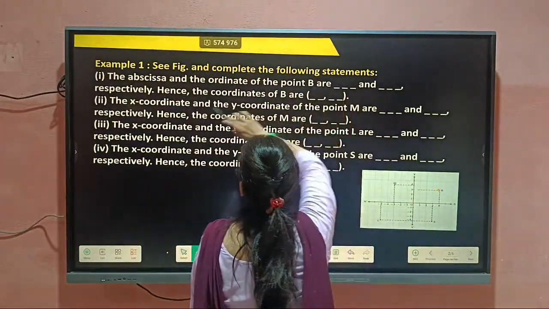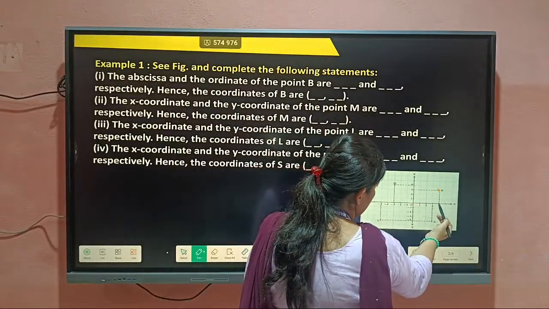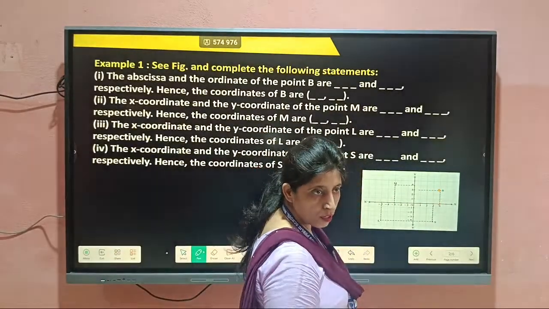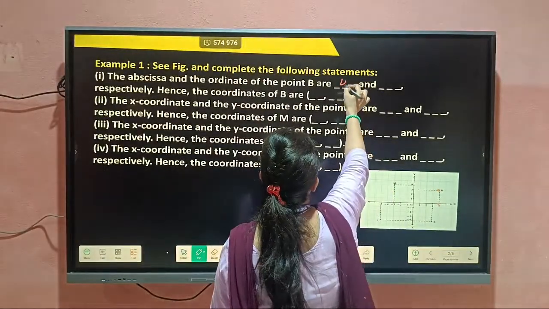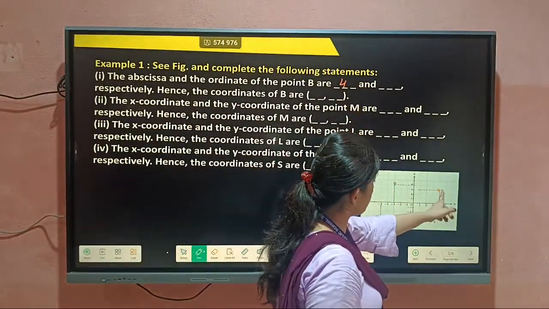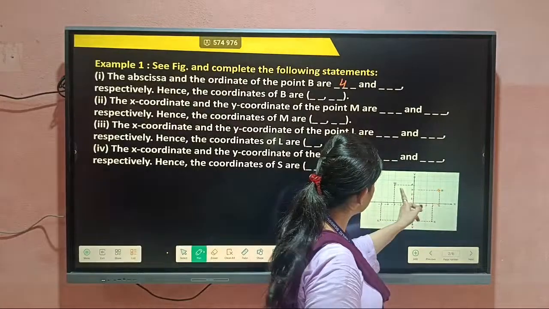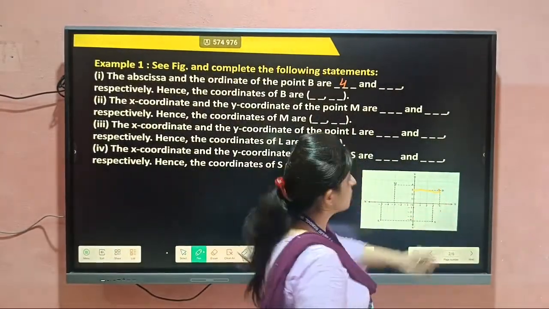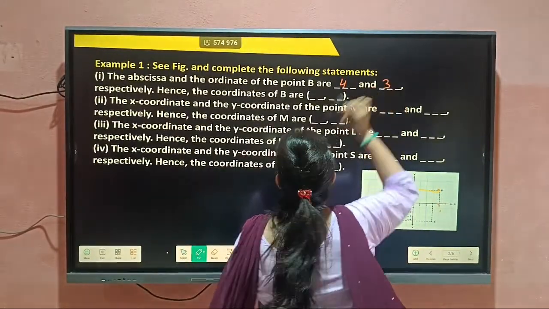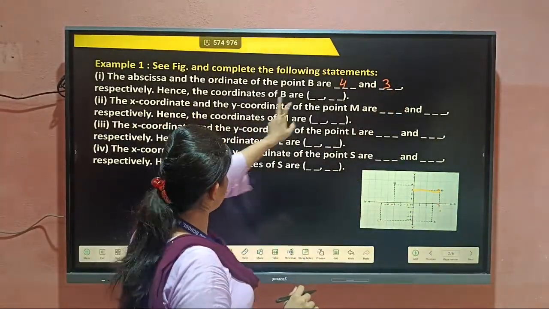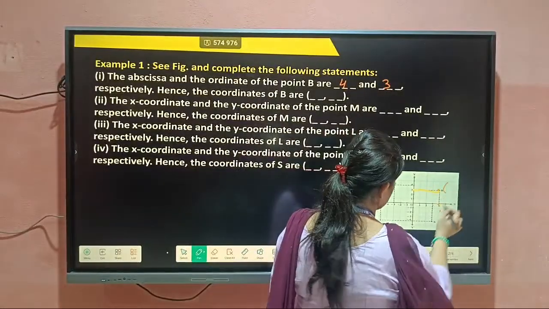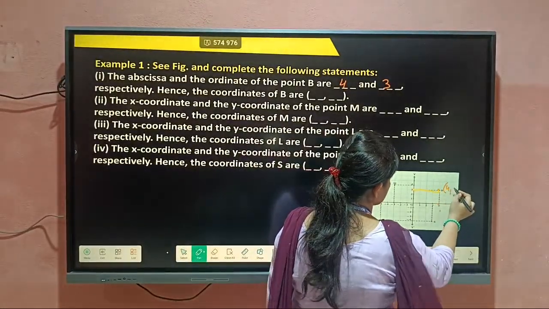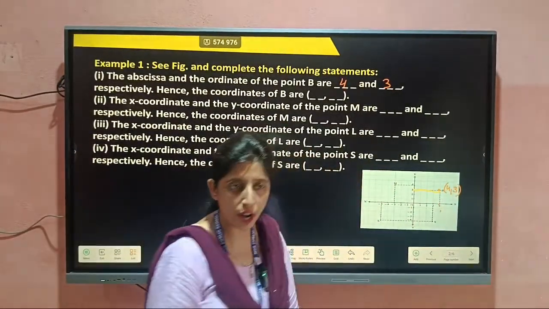So abscissa point first is asked. What is the abscissa point here? That is 4. So this is 4. And what is the ordinate point? The ordinate point is, look at here, this is 3. So ordinate is 3. Hence the coordinates of B are, what will be the coordinates? 4 and 3.